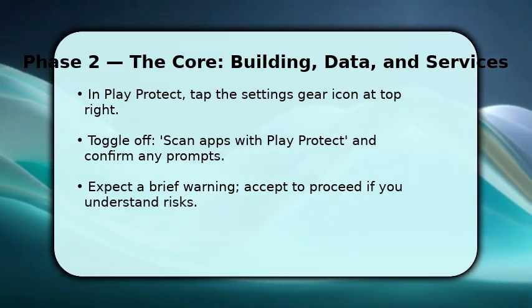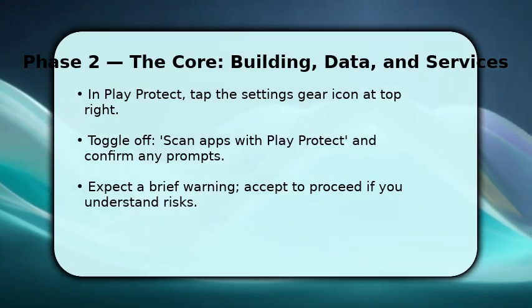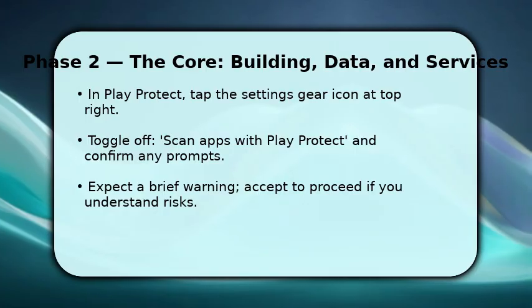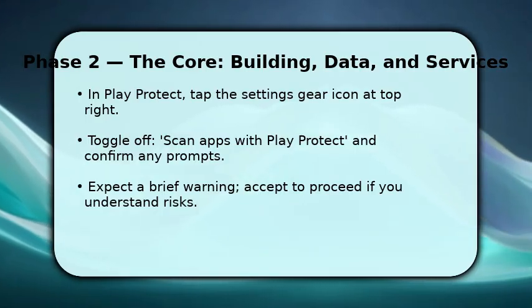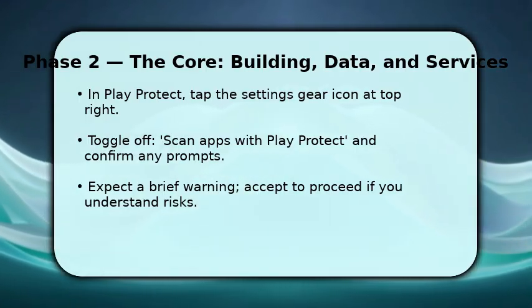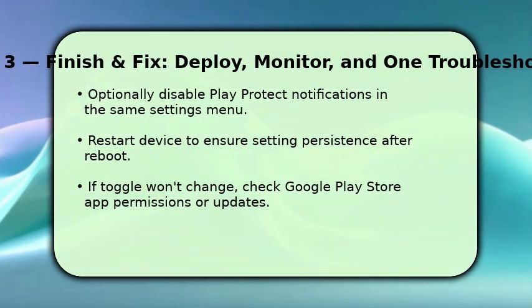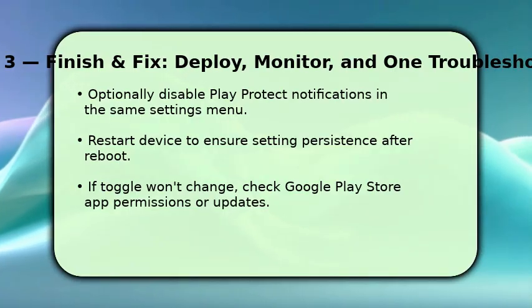After turning it off, return to the Play Protect main screen and verify the status shows scans are disabled. This step stops automatic app scanning from Play Store. Finish by optionally disabling Play Protect notifications so you're not repeatedly prompted. Once done, restart your OnePlus to ensure the change persists across reboots.